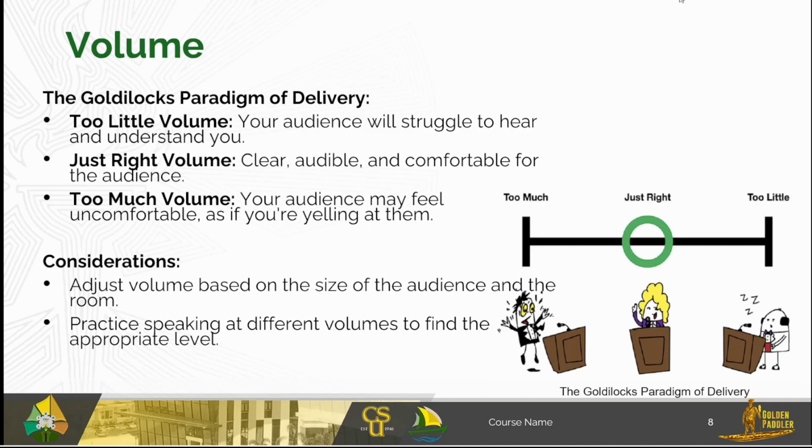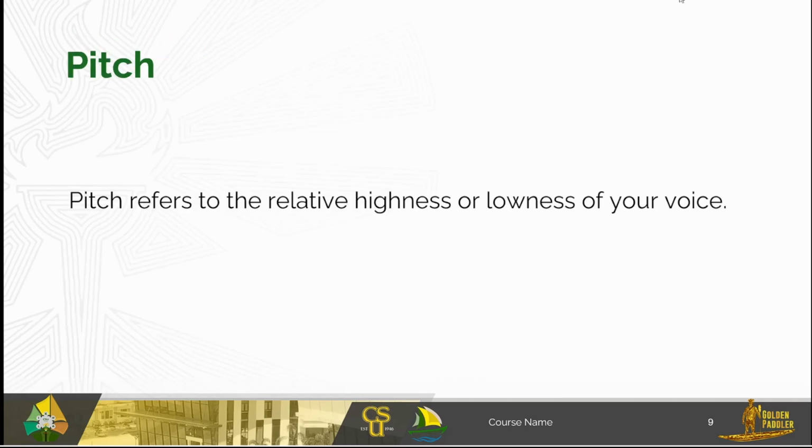Things that you must consider. Adjust volume based on the size of the audience and the room. And lastly, practice speaking at different volumes to find the appropriate level. Next is pitch. Pitch refers to the relative highness or lowness of your voice.